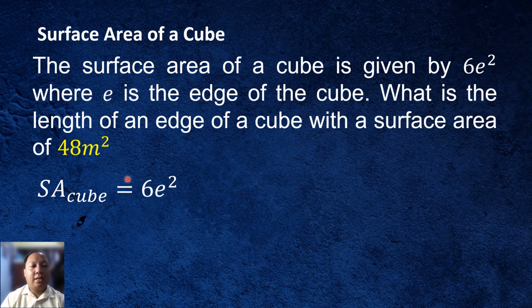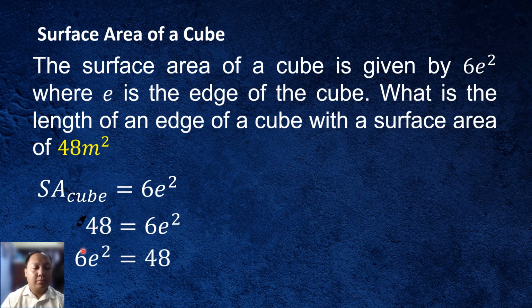Now, substitute natin yung 48 square meters doon sa surface area ng cube. So, 48 is equal to 6e squared. Try nating baliktarin. Yung 48 equals 6e squared, binaliktad lang natin into 6e squared equals 48. Now, since ang target natin ay yung e, tatanggalin natin yung 6 at yung square. So, tanggalin muna natin yung 6. I-divide natin both sides by 6. So, makakancel yung 6 over 6 sa left side.